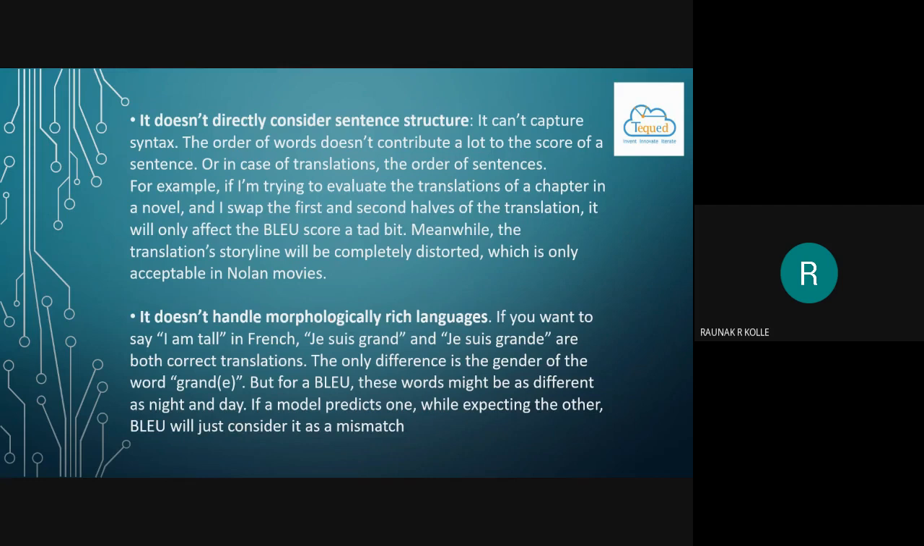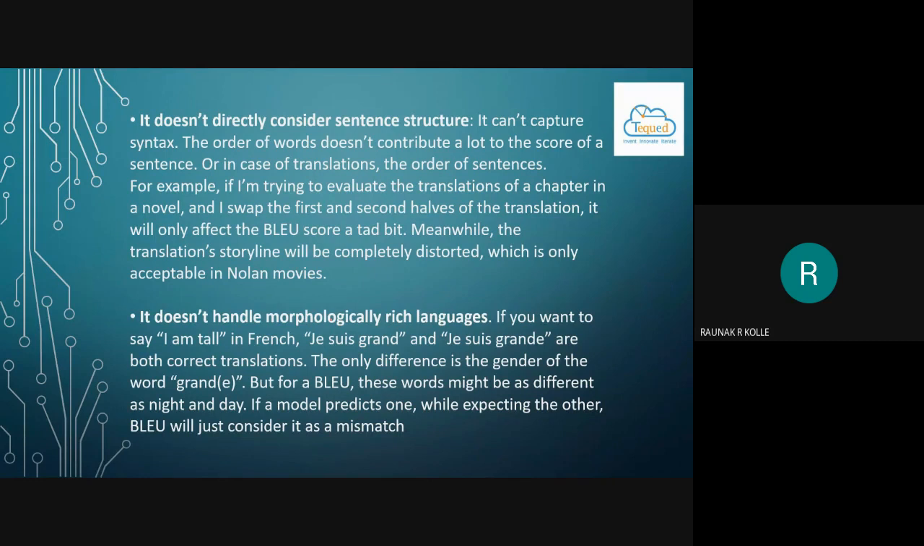The BLEU score doesn't directly consider the sentence structure. It can't capture the syntax. The order of the words doesn't contribute a lot to the score of a sentence, or in case of translation, the order of sentences. For example, if I'm trying to evaluate the translation of a chapter in a novel, and I swap the first and second halves of the translation, it will only affect the BLEU score by a small amount. But in reality, if we switch the first and second halves, it makes a drastic difference. The translation of the storyline will be completely distorted, which is only acceptable in Christopher Nolan's movies.